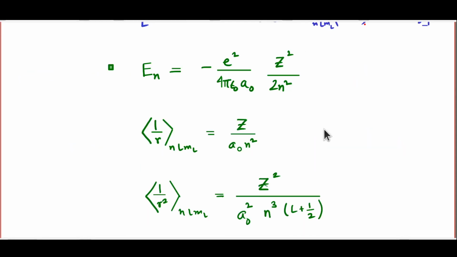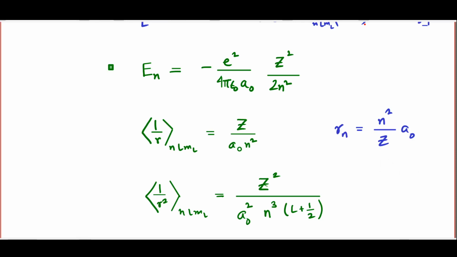The expectation value of 1 by r turns out to be z over a0 n square, and this actually should ring a bell because in Bohr's theory, the radius of the nth Bohr orbit, which of course was circular, was given by this expression n square by z times a0. It turns out that the expectation value of 1 by r in a fully quantum mechanical calculation is nothing but the reciprocal of the nth Bohr radius.